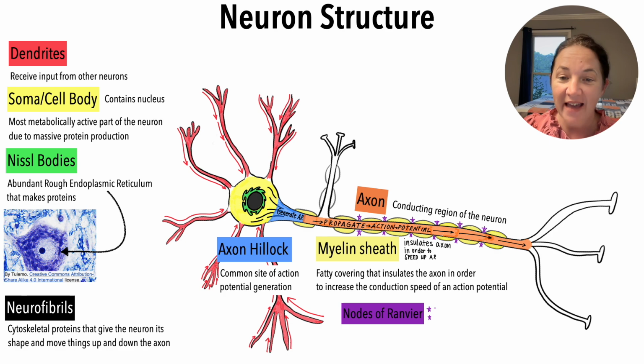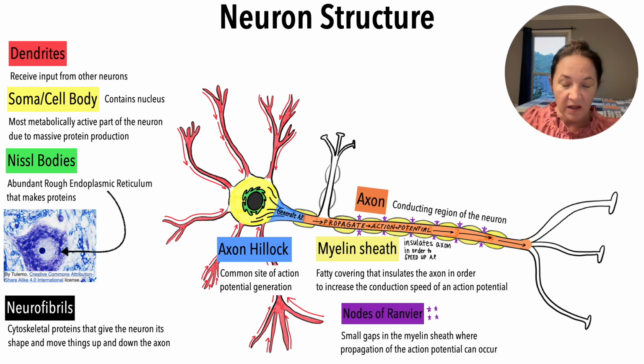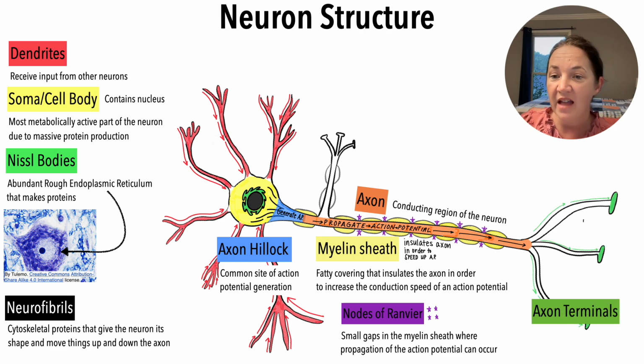These are gaps in the myelin sheath that allow the propagation of the action potential to occur. The action potential starts at the axon hillock and then it jumps from node of Ranvier to node of Ranvier all the way to the end of the axon. The ends of the axons are called the axon terminals, and they're going to be the business end. They're transmitting signals to a target cell.